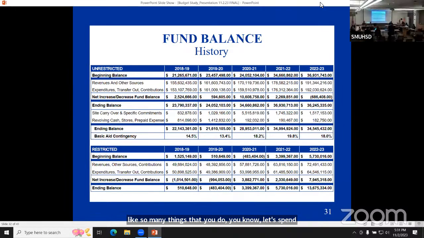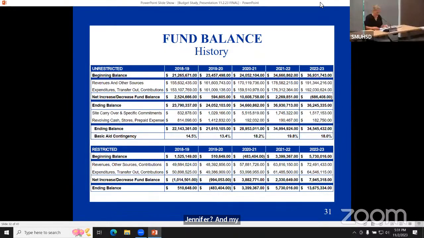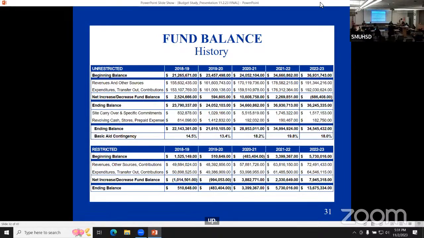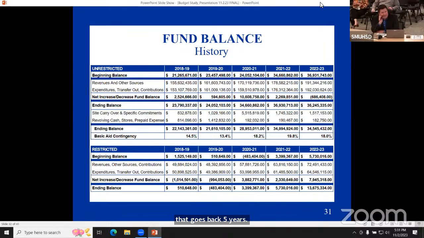Jennifer? My question, I don't think anyone has an answer for me at this point in time, because you probably have to dig it up. But when this policy for the 12% in 2010 was formed, what was the reserve at that time? And how long did it take to build it up? To Bob's point, you can spend it down a lot faster than you can build it back up. Nancy has the page here that goes back 5 years, back to 2018. But we were curious, close to or almost under 3%, correct? Back in '08 or '09, right?